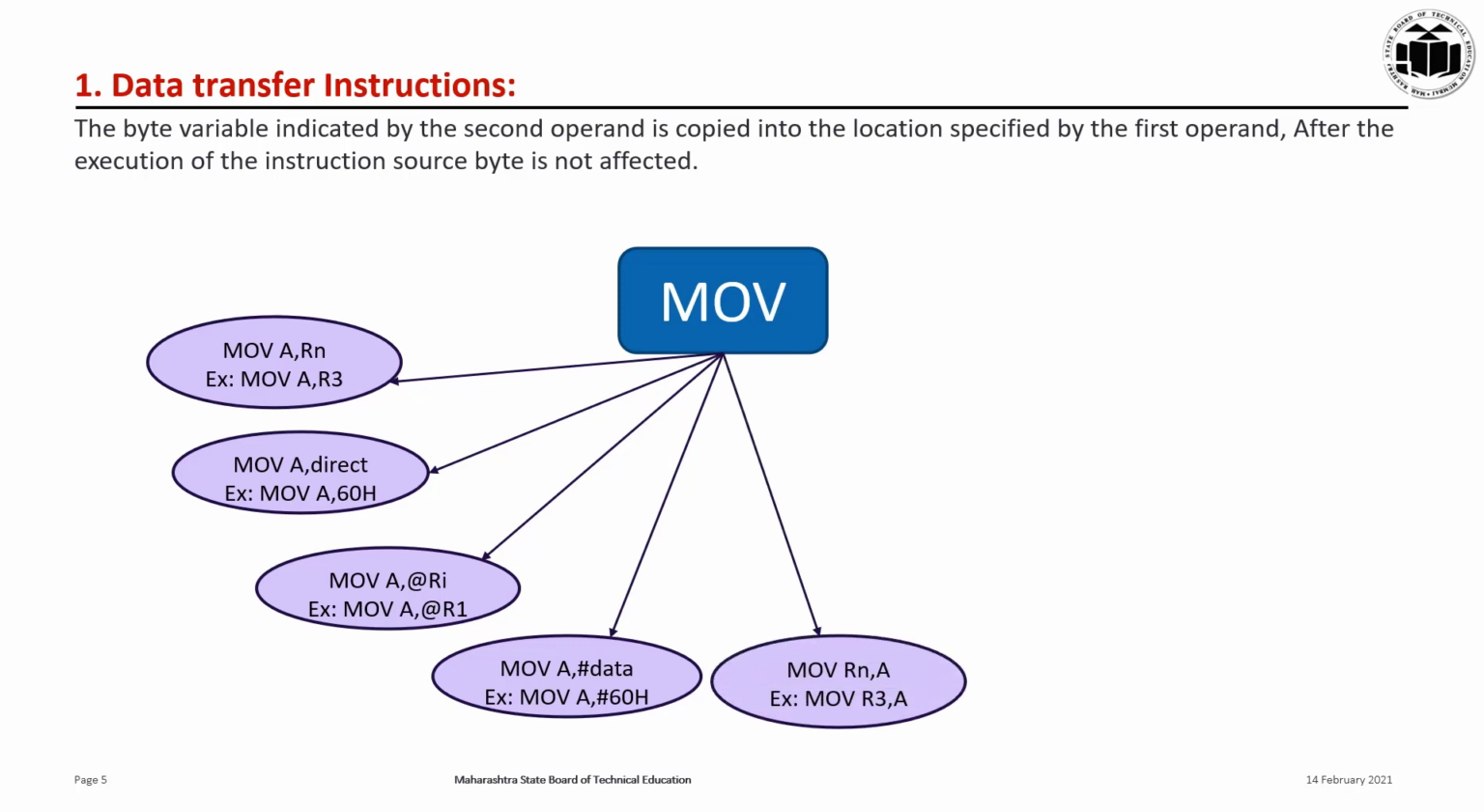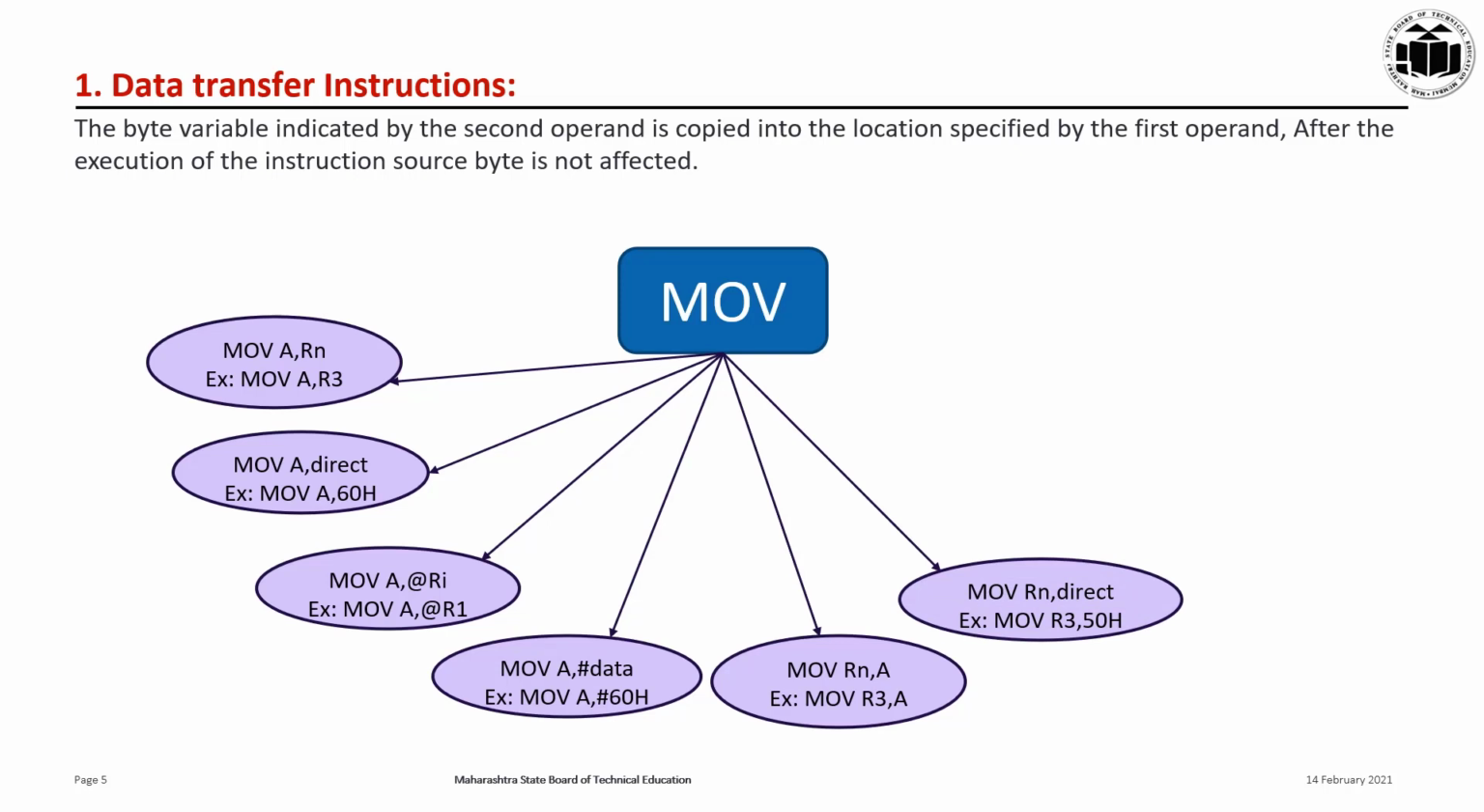MOV Rn, A. This instruction is used to copy the content of the accumulator to register Rn. For example, MOV R3, A. After the execution of this instruction, the content of the accumulator will be copied to register R3. If the accumulator contains 8-bit data, that is 2FH, then this 2FH will be copied to register R3.